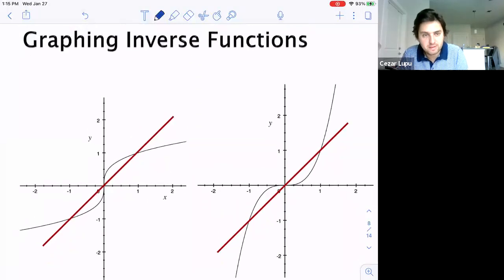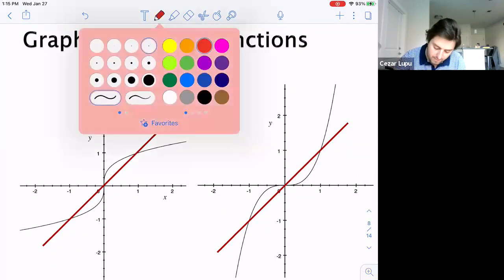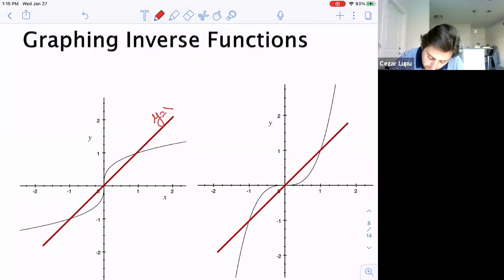If you look at these two graphs, can you see something? This one here is y equals x, and the same goes here, y equals x. So this is what we call the first bisector, right? It keeps going.